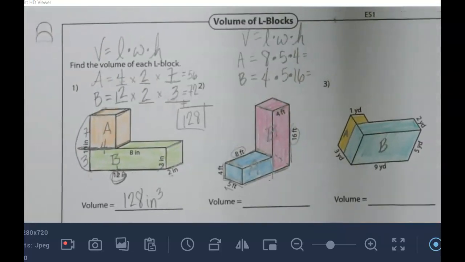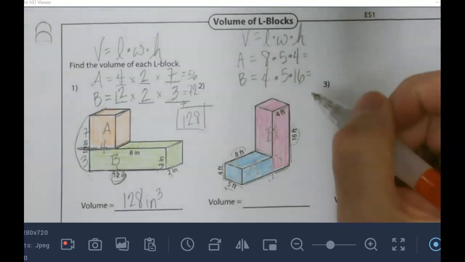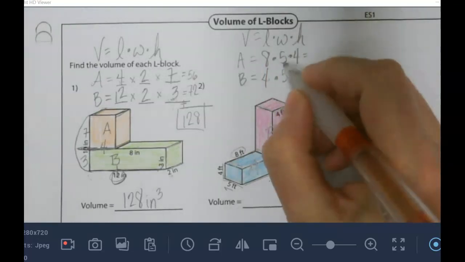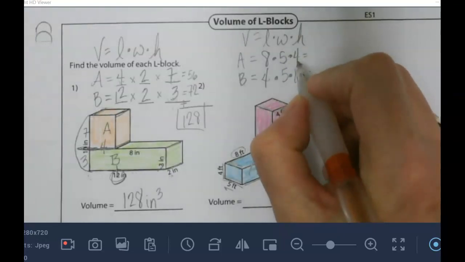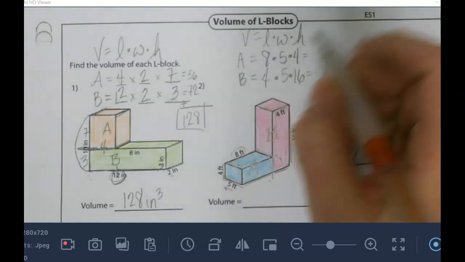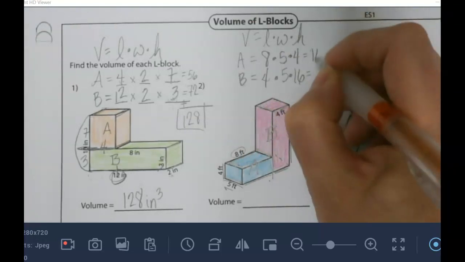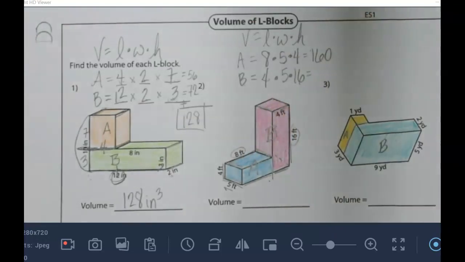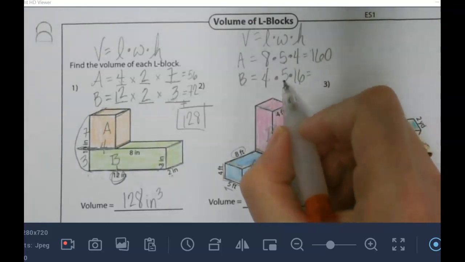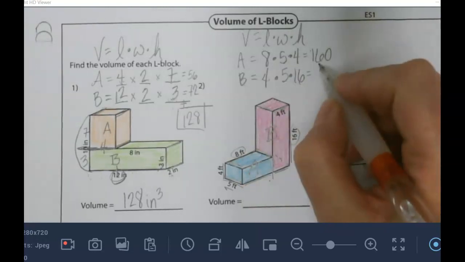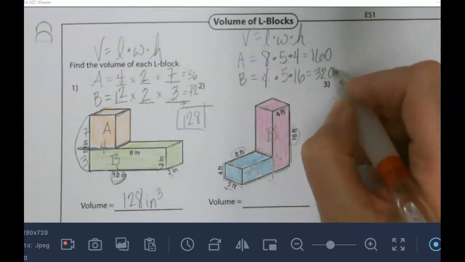Okay, so now I need to do all the multiplication and then add them up. So, let's see. 5 times 4 is 20. I'm going to hold that 0 off to the side and multiply 8 by 2, which is 16, and then that 0 that I was hanging on to, throw it onto the end. Then I have 4 times 5 is 20, so I'm going to hold that 0 off to the side and use the 2. 16 times 2 is 32, throw that 0 on the end.